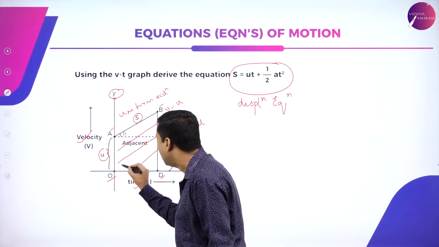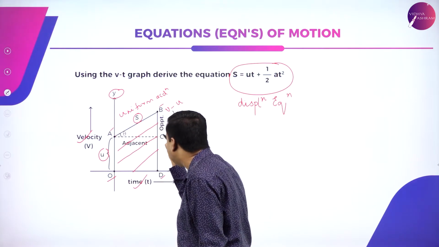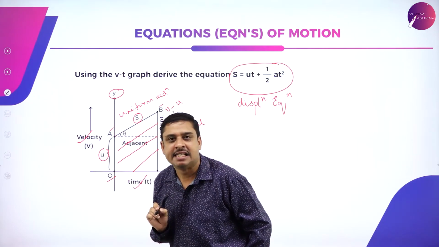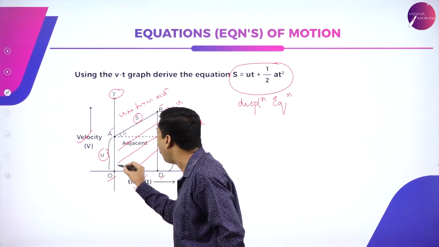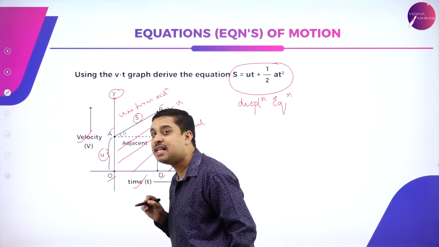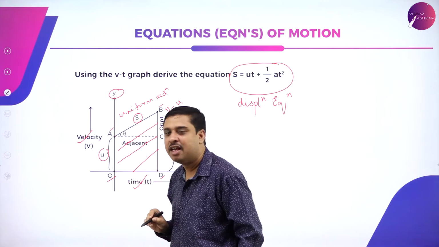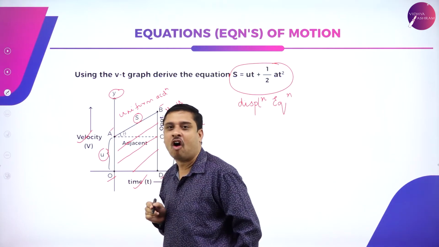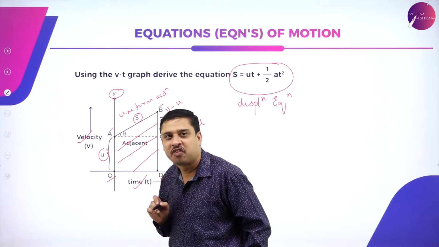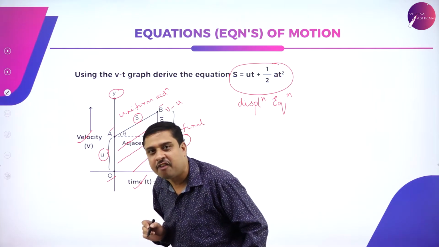Which are they? One is a rectangle O, A, C, D. Hope all of you analyze this. The first one is a rectangle O, A, C, D. The next one is a triangle A, B, C. So the area of this rectangle plus the area of this triangle will give me the area of that curve.